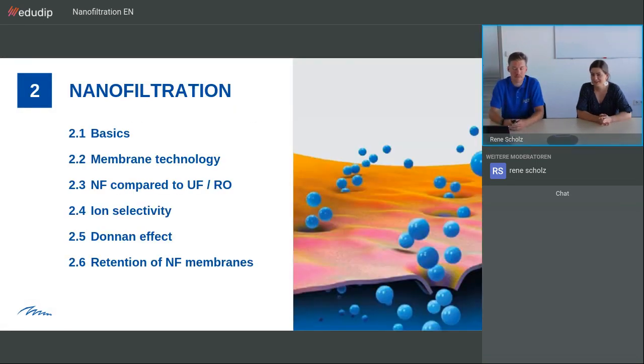Okay, so we'll jump right into the theoretical part, or the basics of nanofiltration. We'll start by having a look at the basics of osmosis and membrane technology, just very quickly, because most of you will know that already, but just to bring everybody on the same level. Then we'll go to a comparison of nanofiltration with similar technologies, ultrafiltration and reverse osmosis. We'll have a look at a special feature of nanofiltration, which is ion selectivity. And we're going to have a look at an interesting effect, the Donnan effect, and what all this means for the retention of nanofiltration membranes.